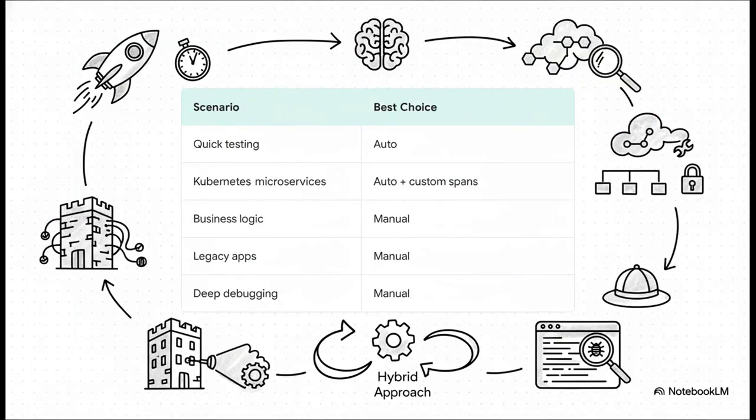Now, this is where it gets really practical. This isn't just theory. If you're just firing up a new service and want to see what's going on fast, go with Auto, no question. But if you need to trace a very specific, critical payment function inside some old legacy app, manual is going to be your best friend. And check out that line for Kubernetes microservices. It says Auto plus custom spans. That's a huge hint because it's pointing to the most powerful strategy of all, a hybrid approach.